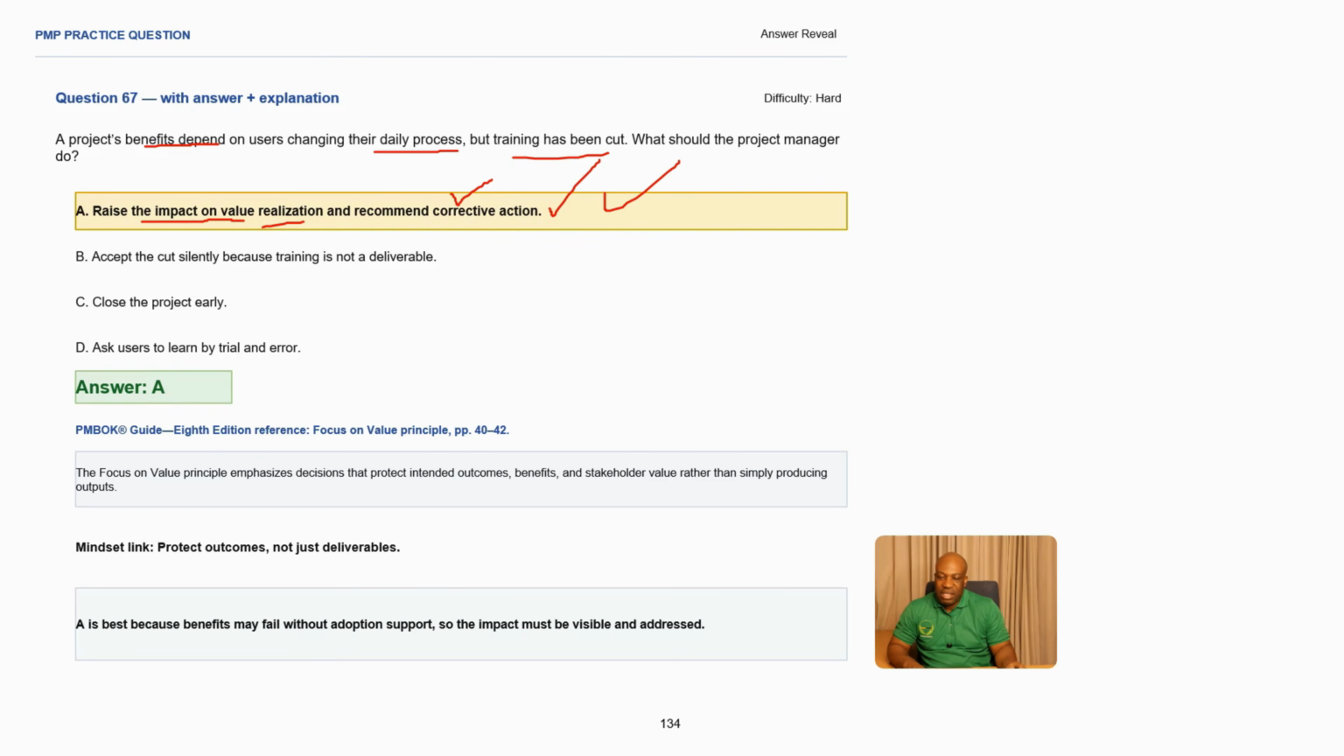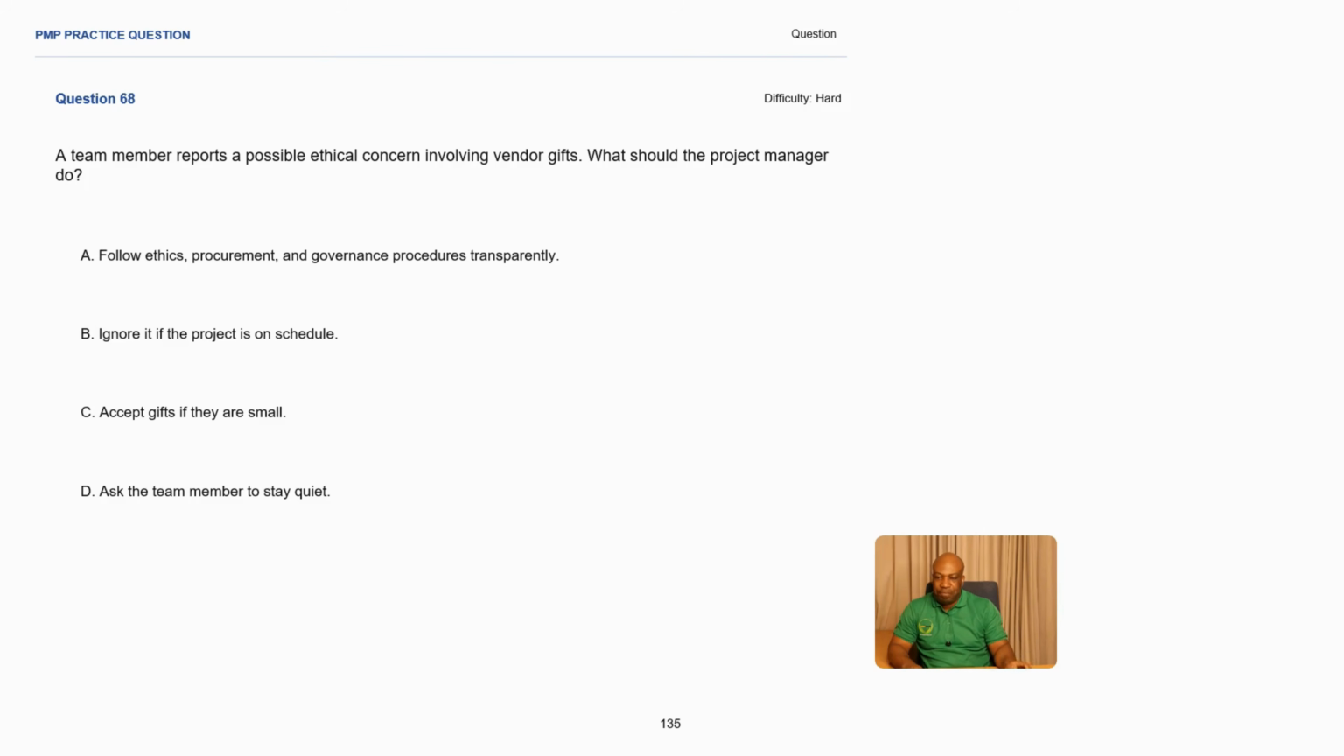And our reference in the PM book is a focus on value principles. The best mindset to apply here is to protect outcome, which is very important, not just deliverables. You can have deliverables, but what is the outcome, the goals, objectives of the project? That is what you are supposed to protect. Making A the best answer because benefits may fail without adoption support, so the impact must be visible and addressed. Making A the best answer.